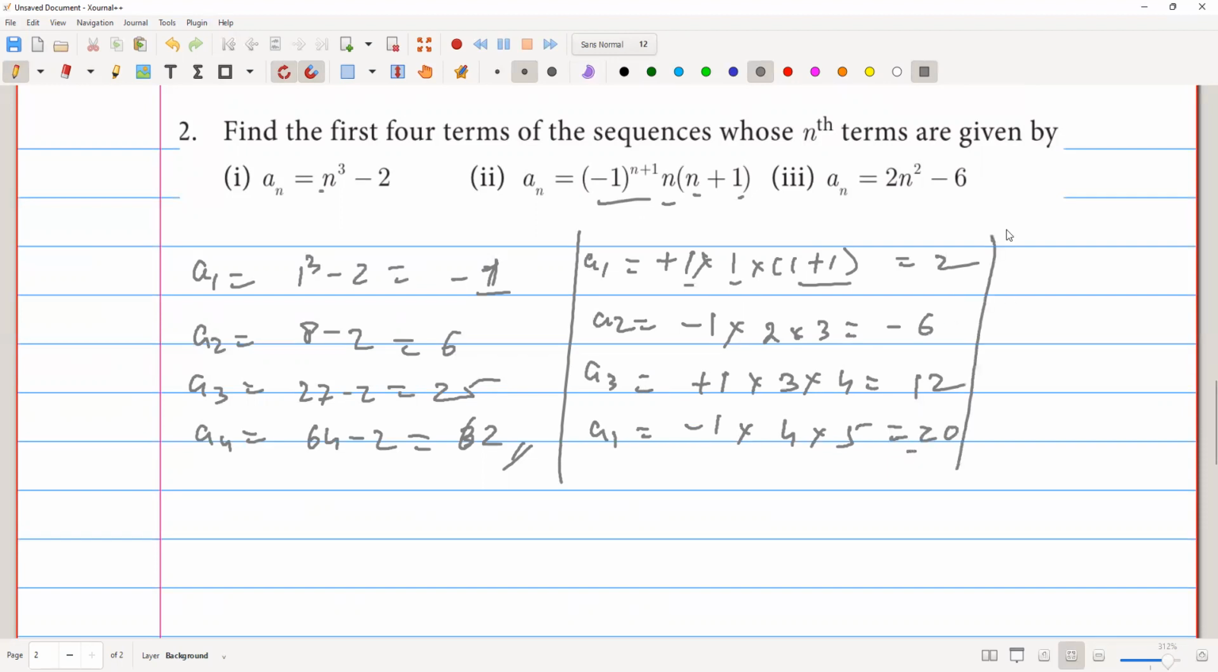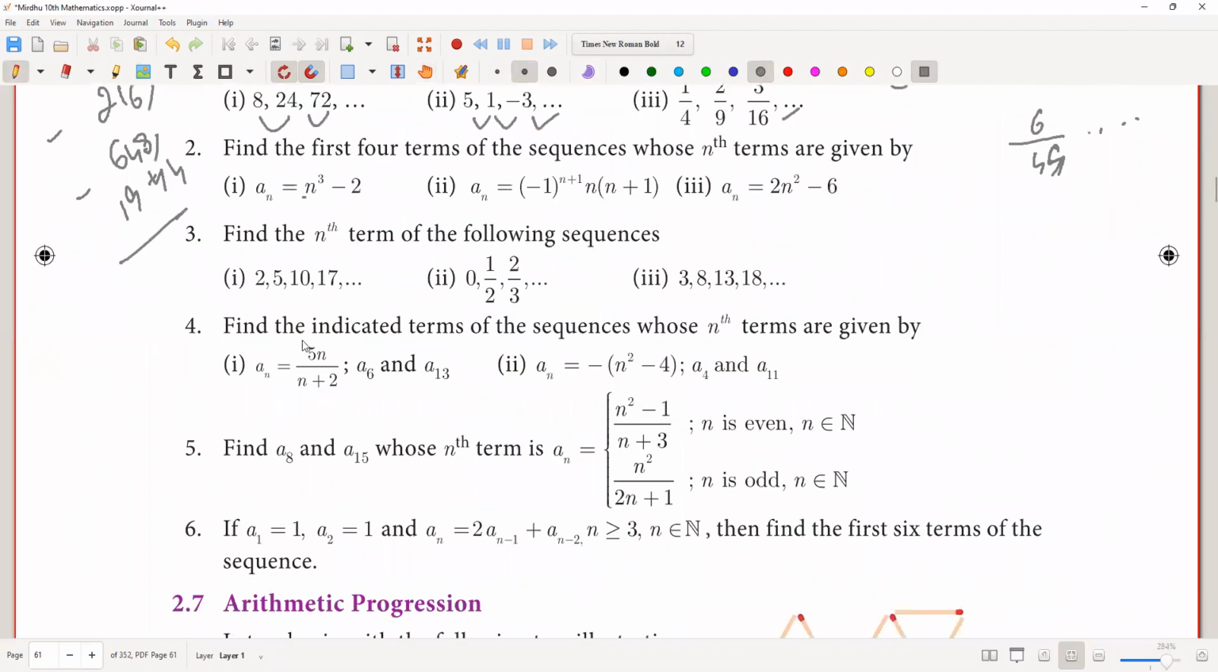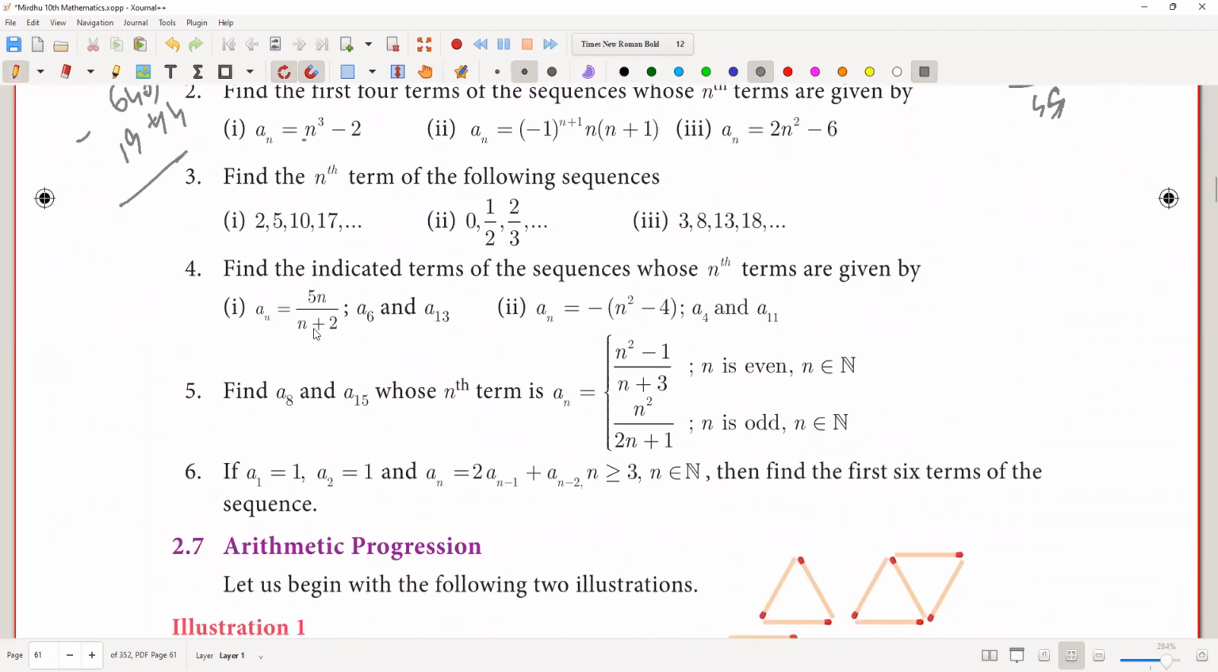All right. This one, A1 equals 2 minus 6, minus 4. A2 equals 2 into 4, 8, 8 minus 6. A3 equals 18 minus 6, 12. A4 equals 32 minus 6, 26. Okay, so you can easily proceed. The way you work will always enhance your skills.